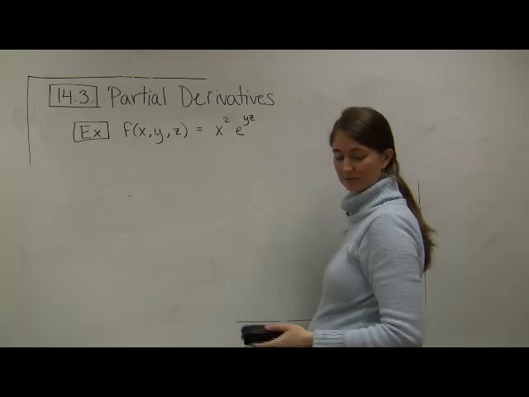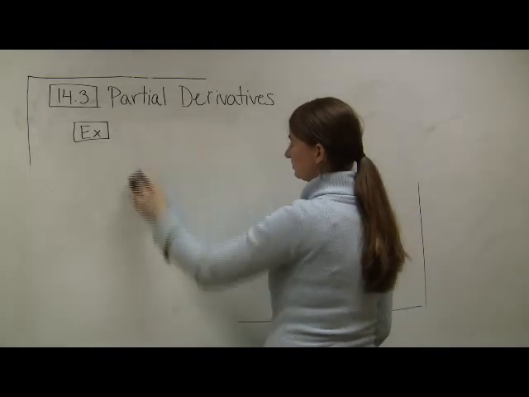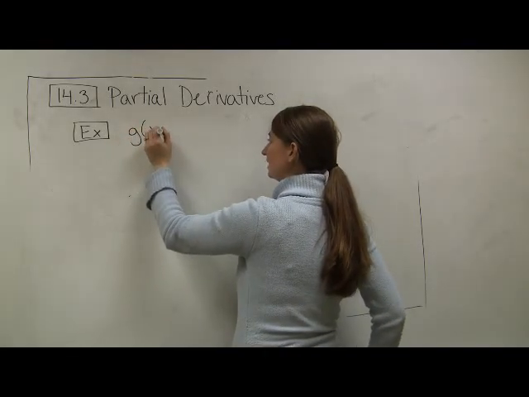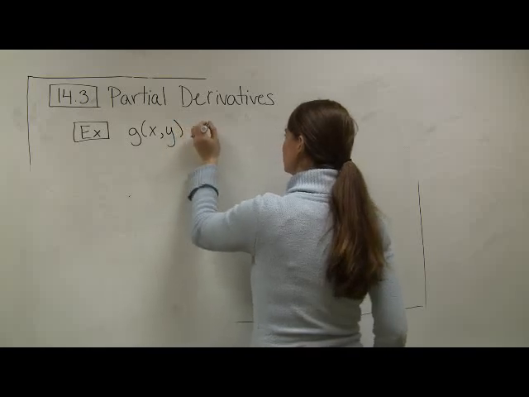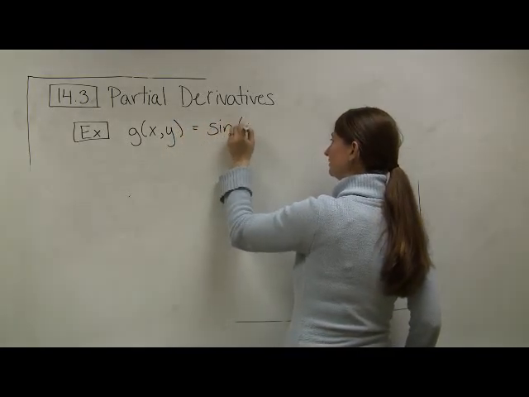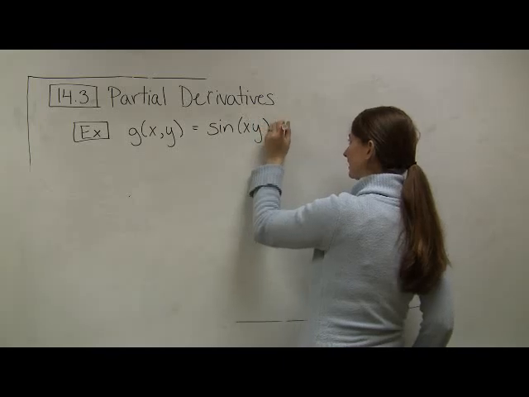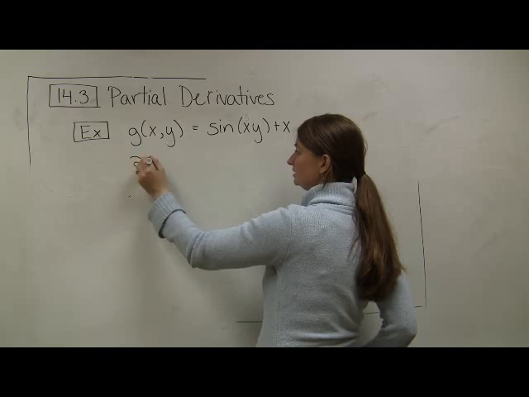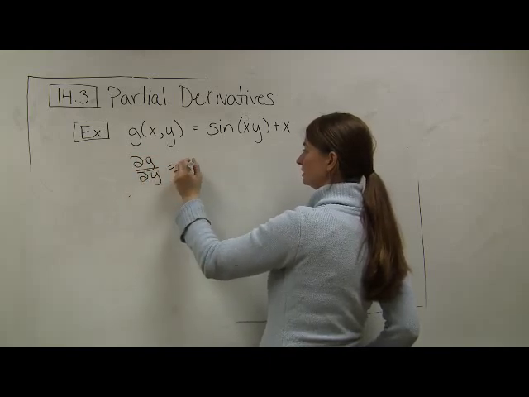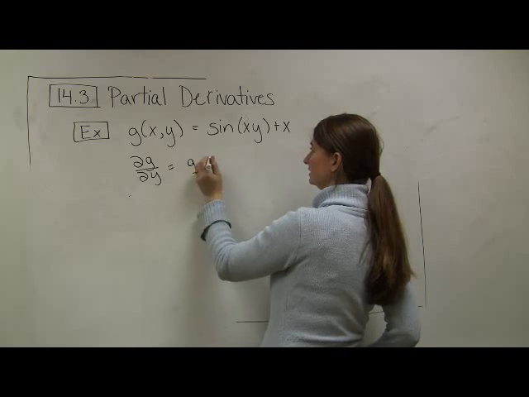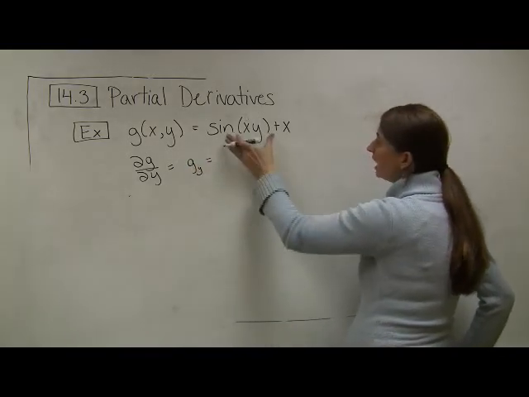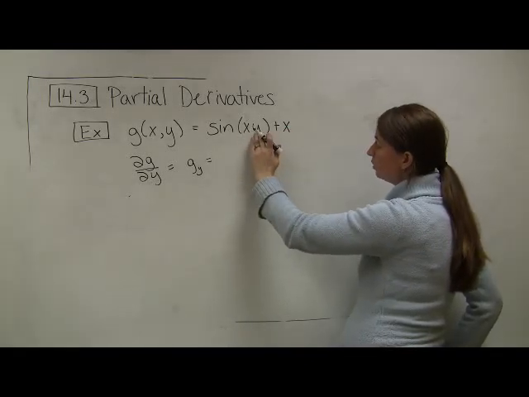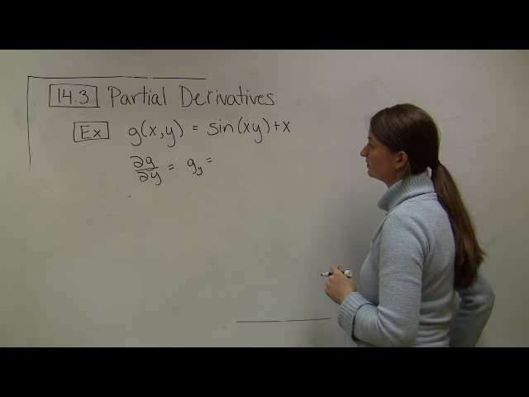A 2-variable example. I think it's good to see a couple of examples of these. So let's say I have a 2-variable example. g of x, y is equal to the sine of xy plus x. So I take my partial derivative with respect to y. So dg/dy, which is equal to g sub y. Again, I'm going to have to use chain rule. I'm thinking of x as a constant, and y is the only thing that I'm thinking of as a variable.